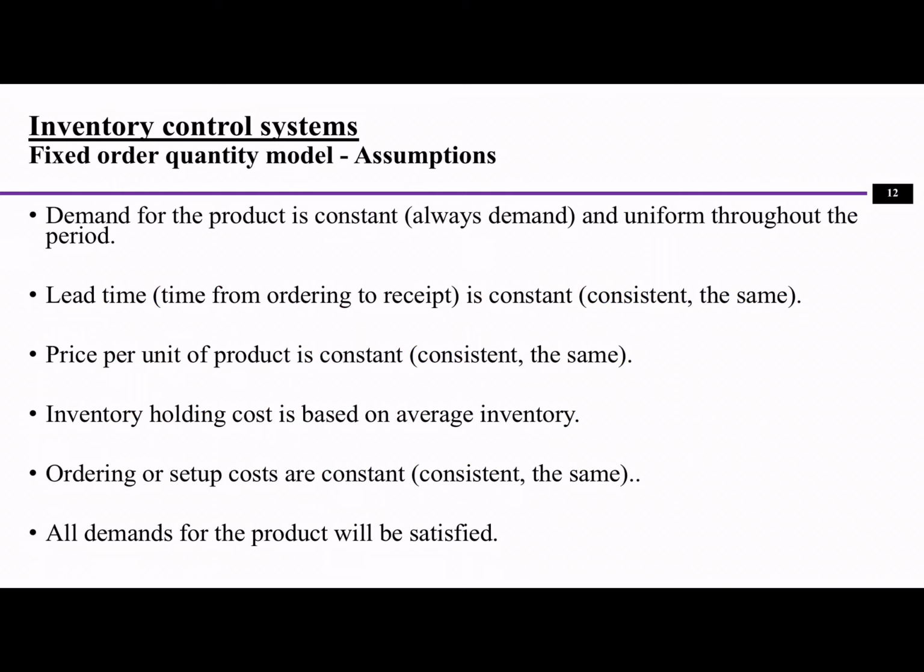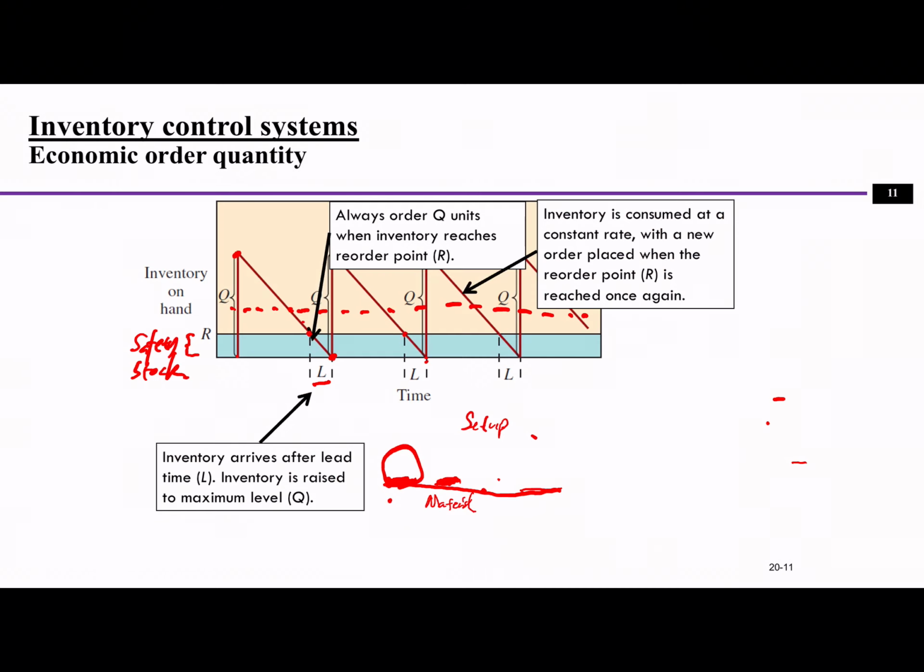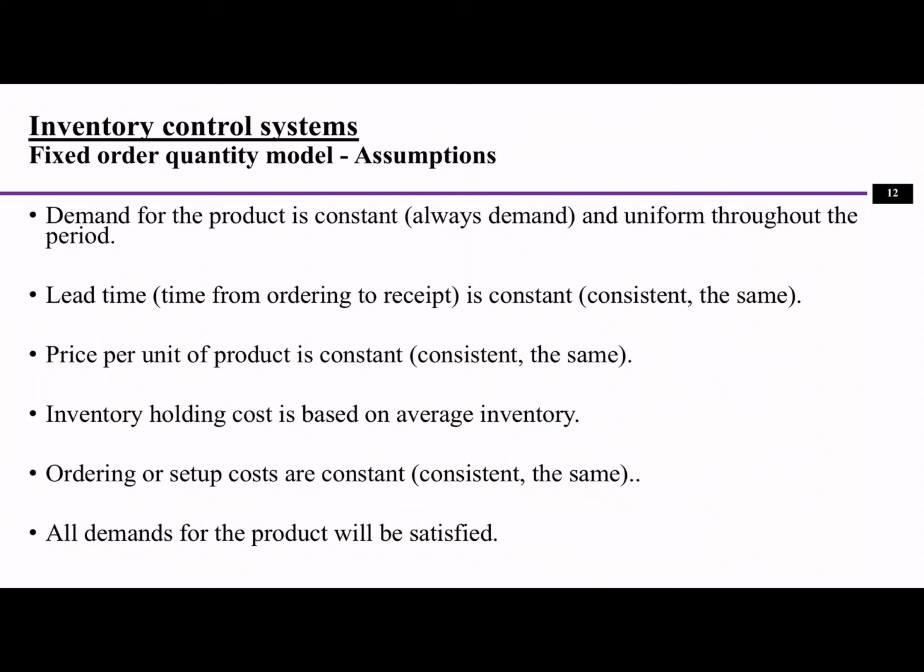So in order for us to use this model, there are some conditions or assumptions. When I was explaining this, you probably have already freaked out. First, the demand for the product has to be constant. This means there's always demand out there. Not like, next month we do not have demand at all, and in the second half of the year the demand goes down or up. This is one of the assumptions for the fixed order quantity model. So it has to be constant and uniform.